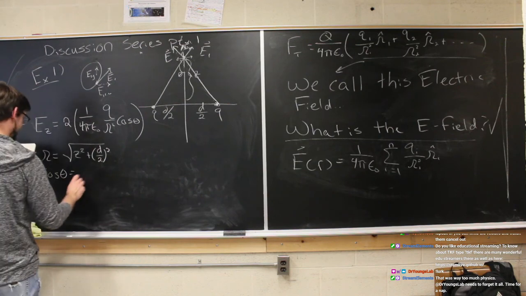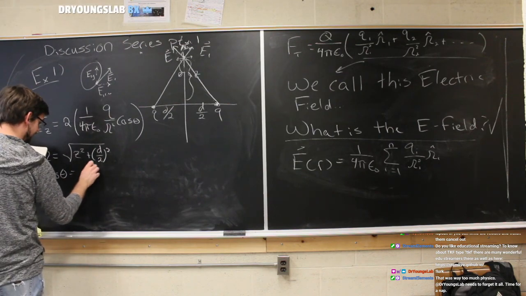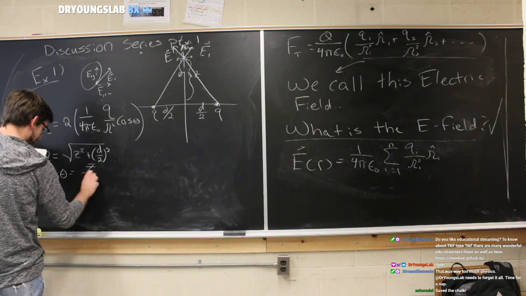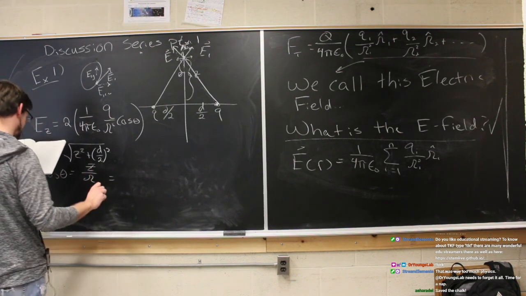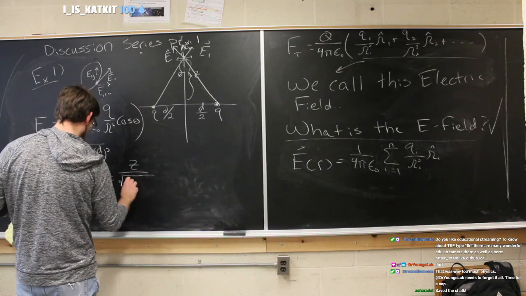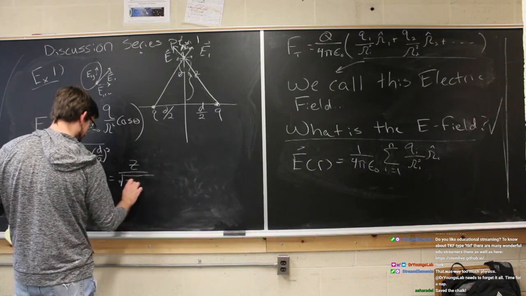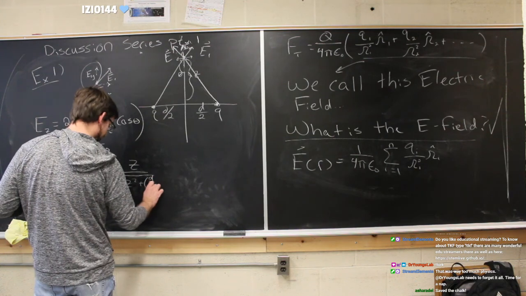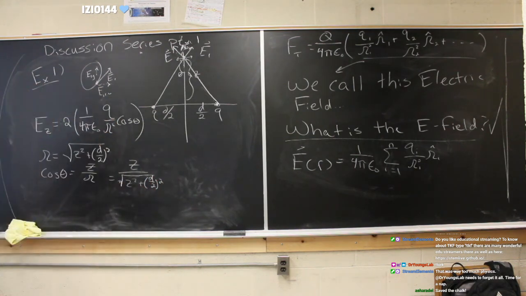So cosine theta is just going to equal z over crazy r. Or we can rewrite that, of course, as z over the square root of z squared plus d over 2 squared. Okay? Easy breezy.